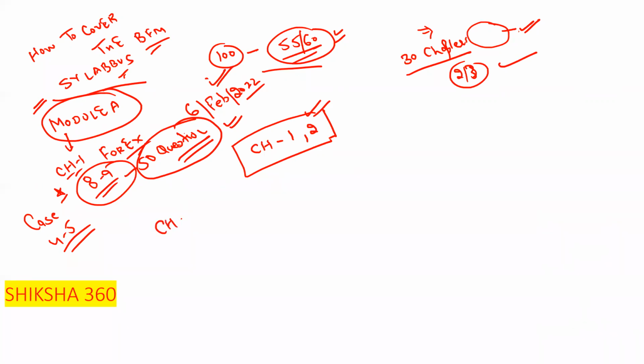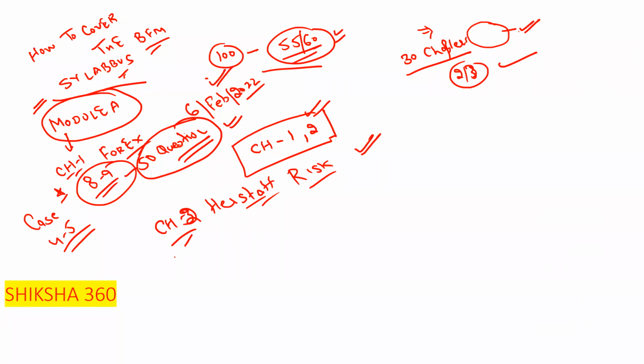Next one is chapter number 3, that is correspondent banking and NRE accounts. One thing more under chapter 2: there is one word, risk, and these risks also have different names. Please go through all these points. Please revise these chapters before practicing the questions.